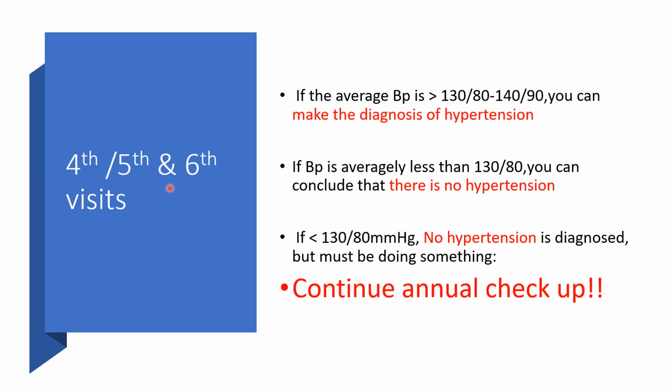Now, at the fourth, fifth, or sixth visit, if the average BP is greater than 130/80 to 140/90, you can conveniently label this individual as being hypertensive. If BP is averagely less than 130/80, you can conclude that there is no hypertension. Okay. If less than 130/80, no hypertension is diagnosed, but must be doing something right. So it's good news. You've now counted the first visit, second, third, fourth, fifth, and sixth. Persistently less than 130/80, then you can say, gentleman, lady, you are not hypertensive.